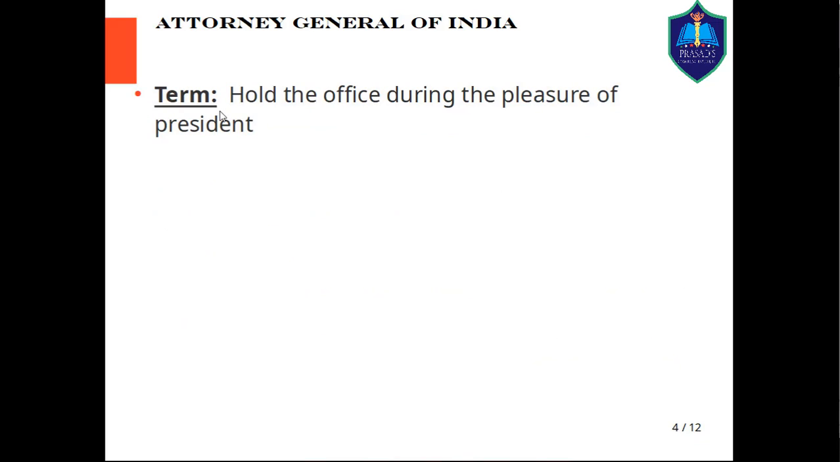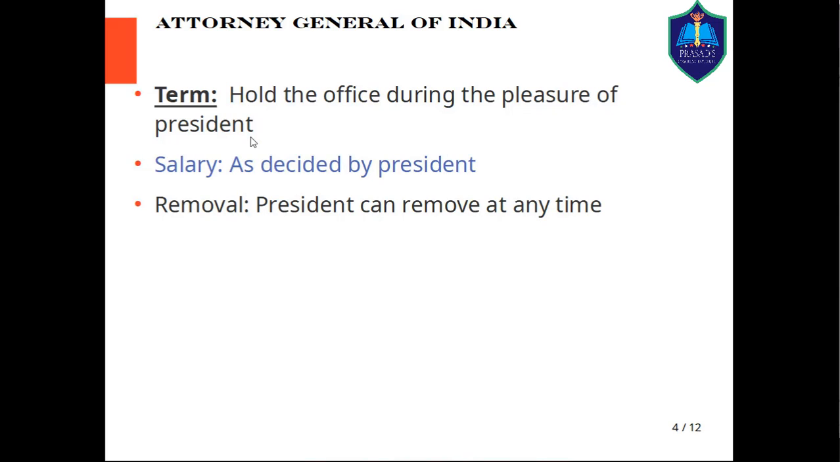He holds the office during the pleasure of President. Salary is as decided by the President. Removal also, the President can remove the Attorney General at any time. If the person wants to resign, he should submit his resignation to the President.